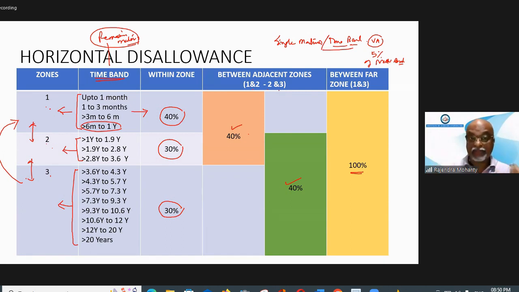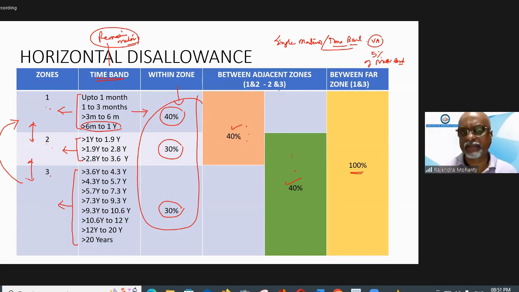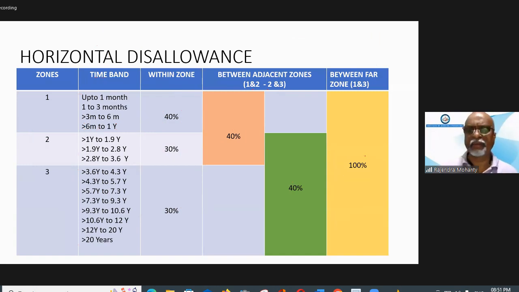These are the prescribed percentages for horizontal and vertical. Vertical disallowance is a constant 5% of the netted amount of the single maturity or single time band. For horizontal disallowance, we have to see which zone they belong to, whether it is within the zone or interzone. Within the zone, this column will be applicable. If it is interzone, then 40% if it is between 1 and 2, or 2 and 3, but if it happens in the farthest zones, that is 1 and 3, then it is 100%. You have to remember that.